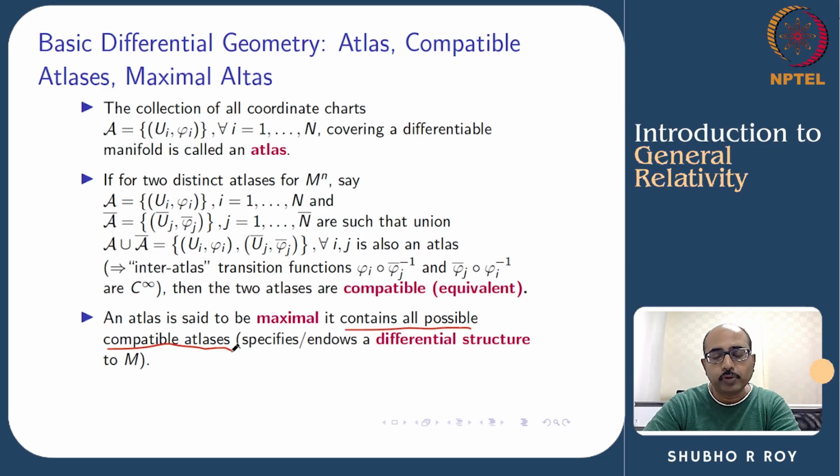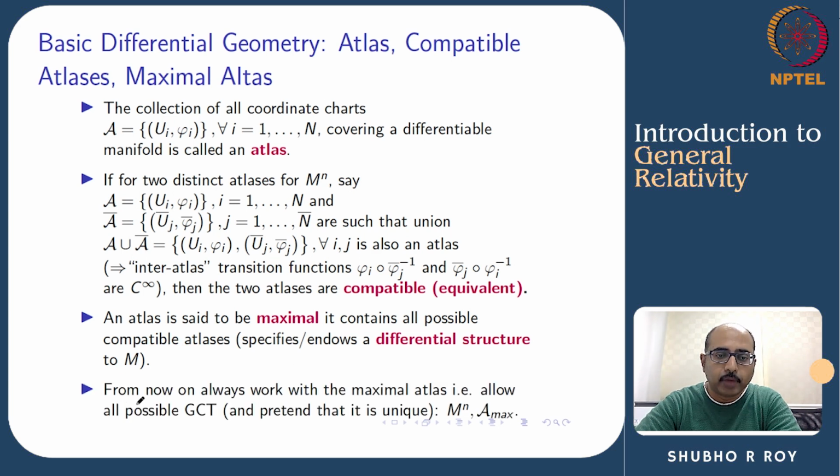And from the physics point of view, this is what we will work with. Now, when we have a maximal atlas, it is said to endow the manifold M with a differential structure. Okay. So specification of a maximal atlas is equivalent to specifying a differential structure on M. Now let me explain why we work with the maximal atlas.